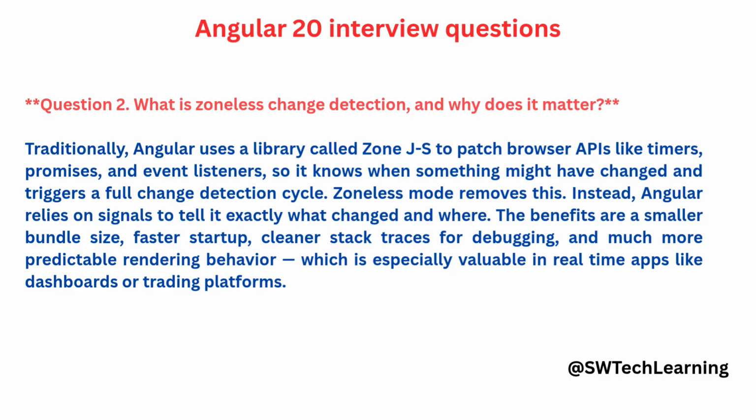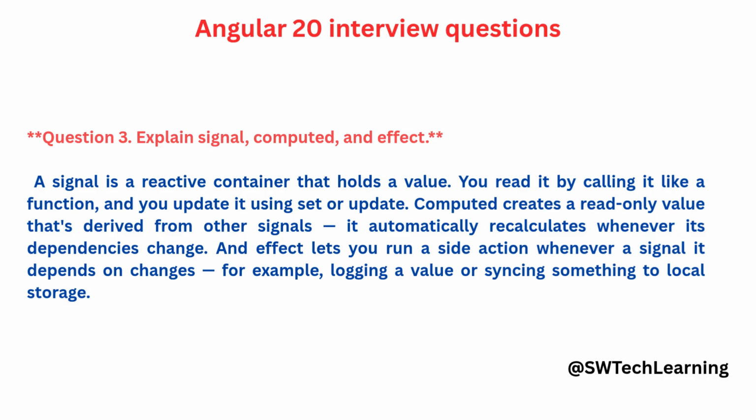Zoneless mode removes this. Instead, Angular relies on signals to tell it exactly what changed and where. The benefits are a smaller bundle size, faster startup, cleaner stack traces for debugging, and much more predictable rendering behavior, which is especially valuable in real-time apps like dashboards or trading platforms.